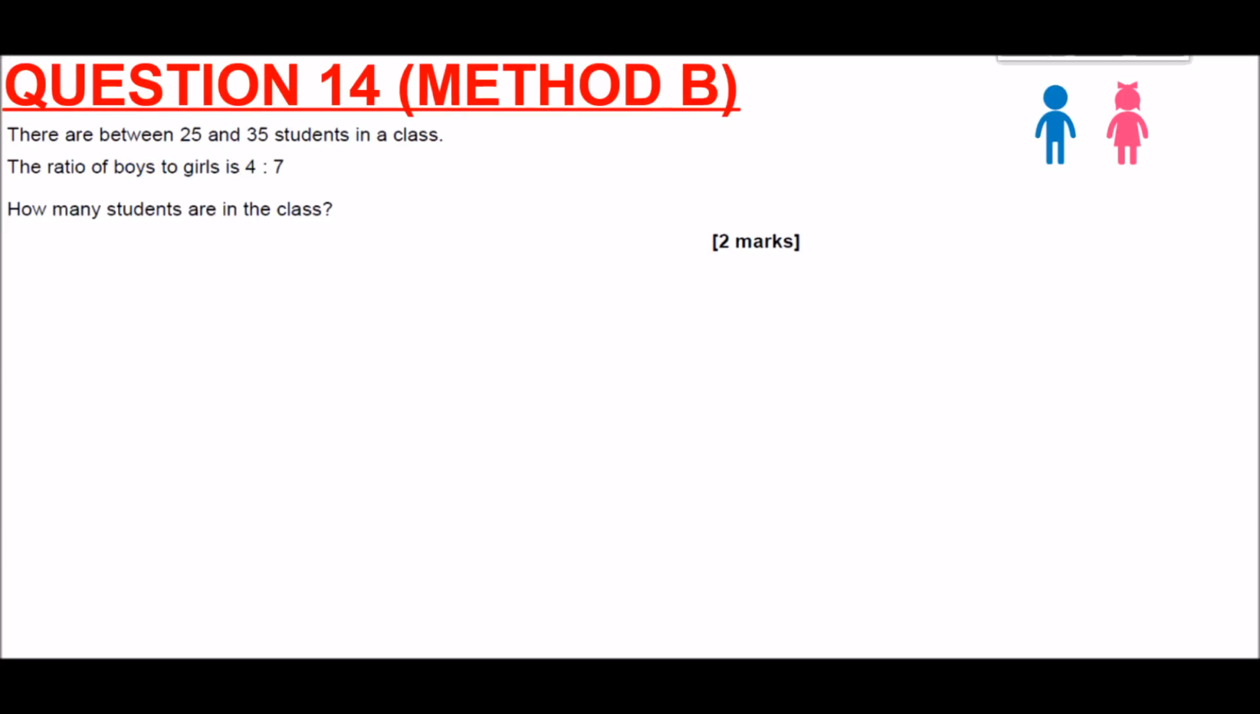Method B. So same question 14, but a different method altogether. There's between 25 and 35 students in a class, we're told. They're whole numbers, you can't have half a student, and also they're quite small numbers. So with small numbers and whole numbers, we can do a build-up method for these sorts of ratios. This is perhaps a slightly long-winded way of doing it, but it's an easier way of finding out how many students would be in the class. All we're told is that there's between 25 and 35 students.